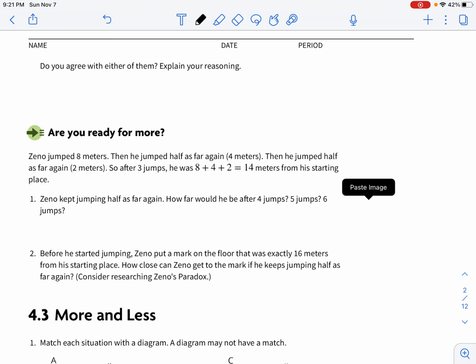Okay, it says, are you ready for more here? Zeno jumps 8 meters, then he jumps half as far again. Then he jumps half as far again. So after 3 jumps, he was 8 plus 4 plus 2, which equals 14 meters from his starting place. Then it says Zeno kept jumping half as far again. Where would he be after 4 jumps, 5 jumps, 6 jumps?